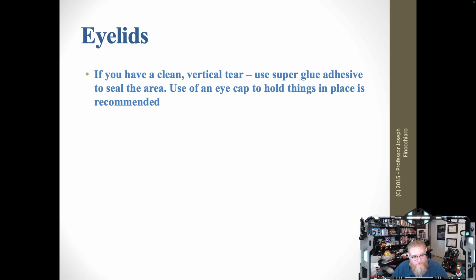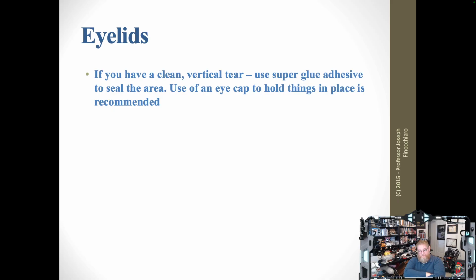If you have a clean vertical tear, use super glue adhesive to seal off the area. Use of an eye cap to hold things in place is recommended. So if you just have a small cut in the eye, a small laceration, if you can fix it with super glue, that's your best bet.